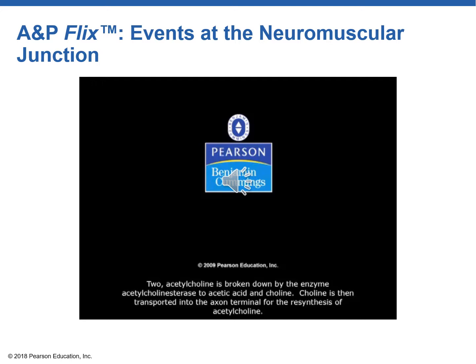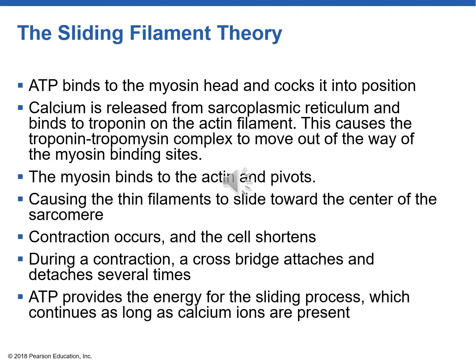So we're going to talk about the sliding filament theory. We'll be talking about myosin and actin. They overlay one another, and the idea here is we want them to slide across each other to shorten the muscle. So how does that happen? Well, for one thing, myosin needs ATP. Once myosin gets ATP, the myosin head gets cocked into position like setting a springy rat trap, I guess. So now this is cocked into position.